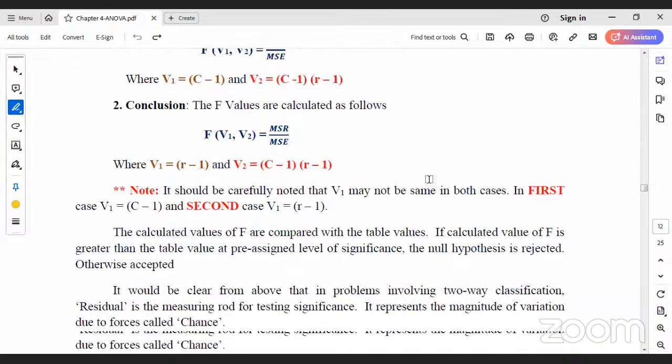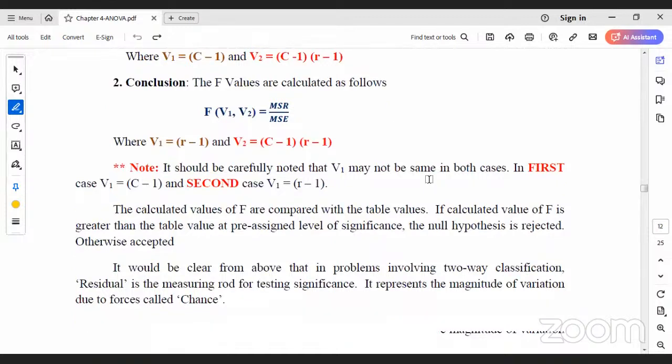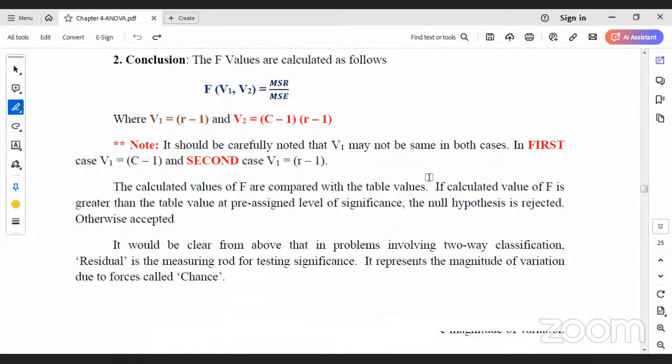So here the calculated values of F are compared with the table values. MSC divided by MSE, MSR divided by MSE. So we have to do the calculated value two times. We have to write the conclusion here. If the calculated value of F is greater than the table value at the assigned level of significance, the null hypothesis is rejected, otherwise accepted.